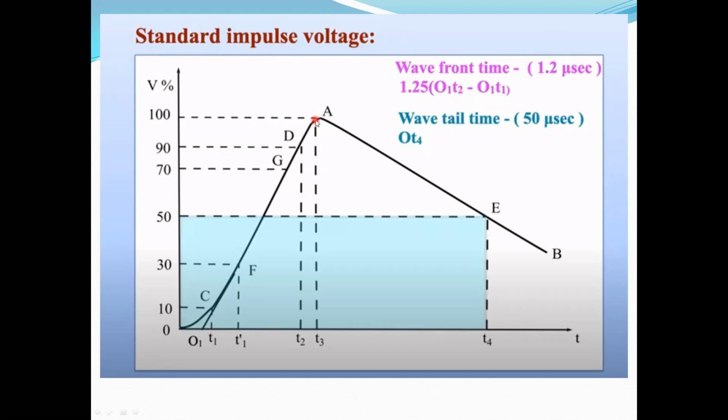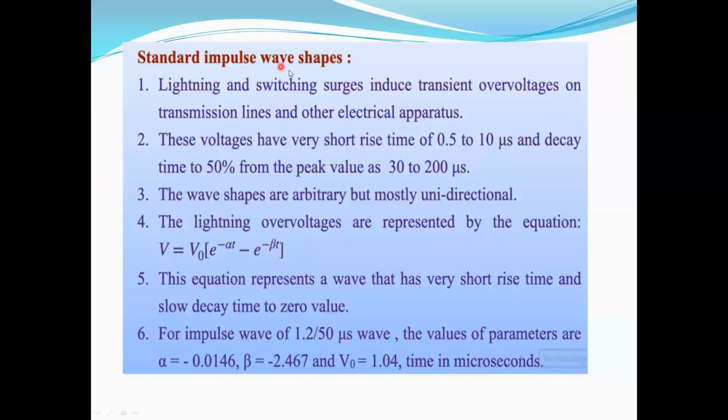So that is the wave front time, and the wave tail time is longer, because more time is required to discharge the current. It's approximately 50 microseconds. The wave front time is very short, only 1.2 microseconds, but the wave tail time is very long compared to it, 50 microseconds. Understood?